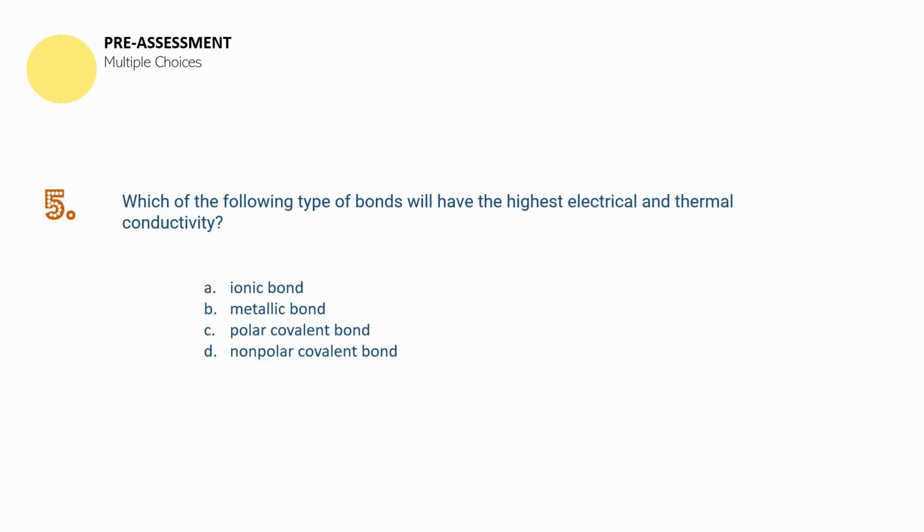Which of the following types of bonds will have the highest electrical and thermal conductivity? A, ionic bond, B, metallic bond, C, polar covalent bond, D, nonpolar covalent bond. If you need more time, you can pause this video. If you have decided to continue, that means you're ready for the next question.